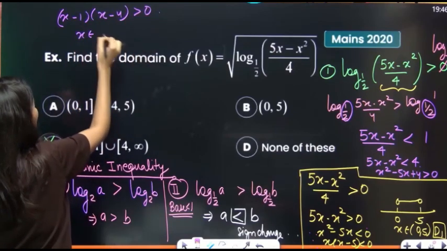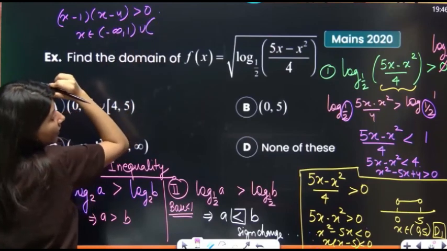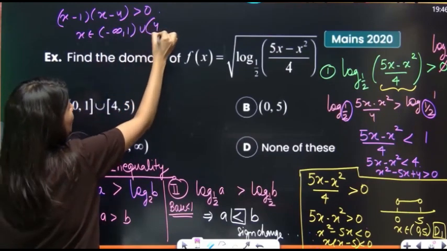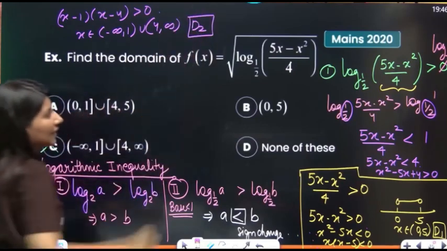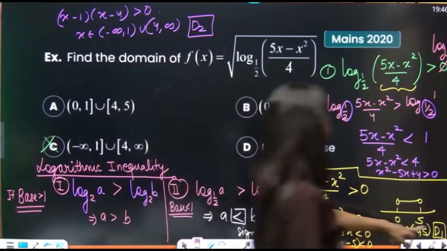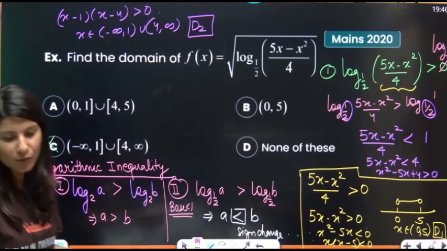So x belongs to minus infinity to 1, union, strict open bracket, 4 to infinity. This is your D2. Everybody getting D2? This is your D1, 0 to 5. First of all, we need to take intersection.